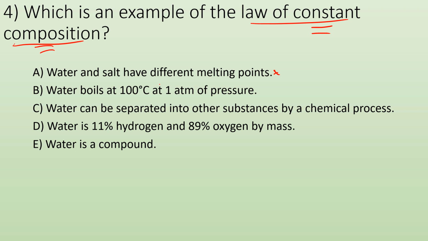All right, so water boils at 100 degrees Celsius and 1 atmosphere pressure. Has nothing to do with constant composition. Water can be separated into other substances by chemical processes. Not quite. Water is 11% hydrogen and 89% oxygen by mass. Yes, it doesn't matter where you get your water from. That is always going to be its composition, hence the law of constant composition. Water is a compound? No. So correct answer would be D.